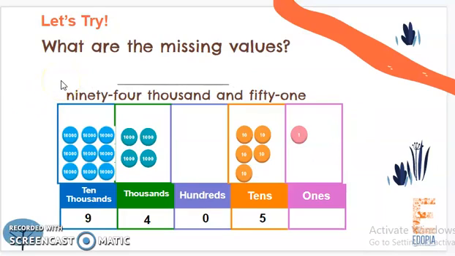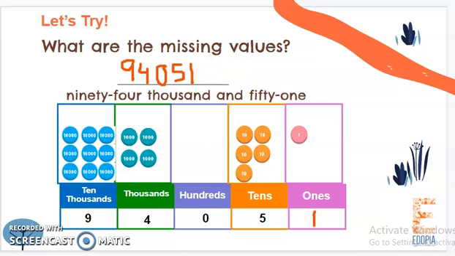Moving on to the next number, let's try to write down the missing values. Now we have 94,051. This means 9 counters of 10,000, 4 counters of 1,000, 0 counters of hundreds, 5 counters of 10, and 1 counter of 1. So the first missing value is 1 here. Then let's try to write this number in numerals. 9 at 10,000s place, 4 at thousands place, 0 at hundreds place, 5 at tens, and 1 at ones.